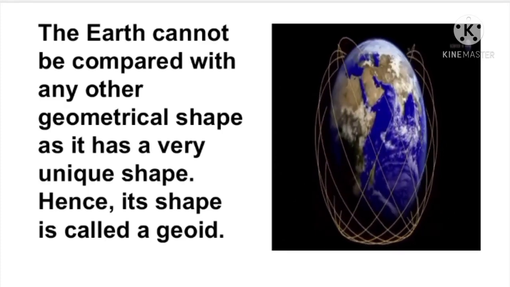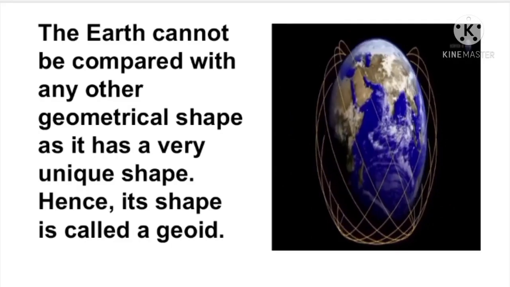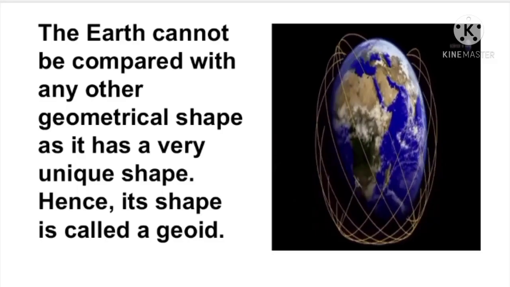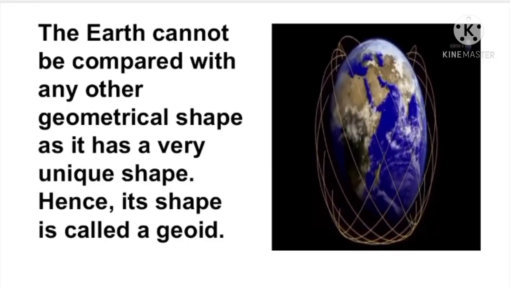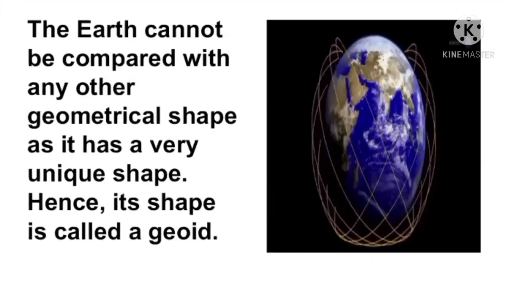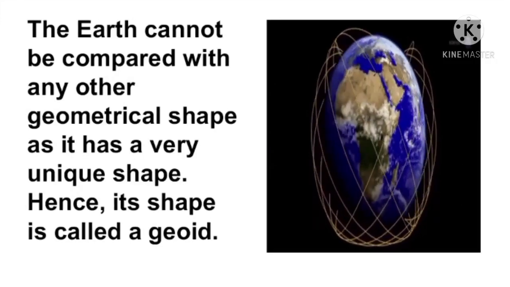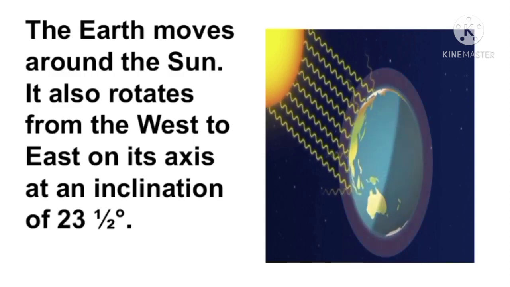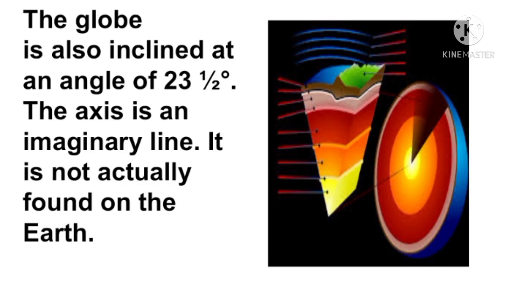The earth moves around the sun. It also rotates from west to east on its axis at an inclination of 23.5 degrees. And the globe is also inclined at an angle of 23.5 degrees. Students, the axis is an imaginary line. It is not actually found on the earth.